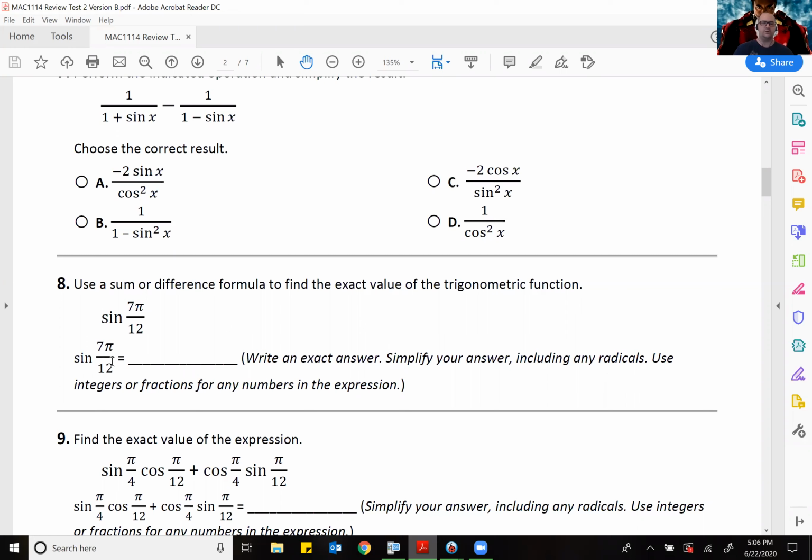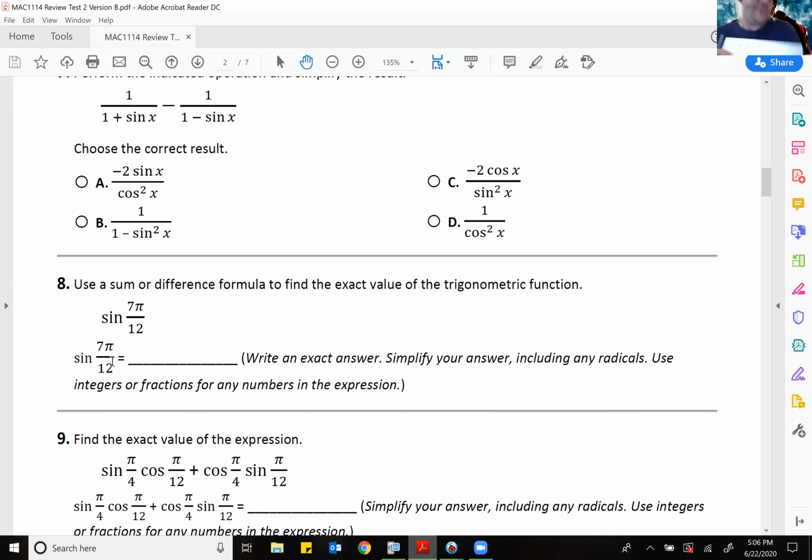But if you go to your trig chart, which I don't know if your professor will let you have a trig chart on it or not, but if you go to that trig chart and look for 7 pi over 12, you ain't going to find it. I guarantee you, you will not find sine of 7 pi over 12.